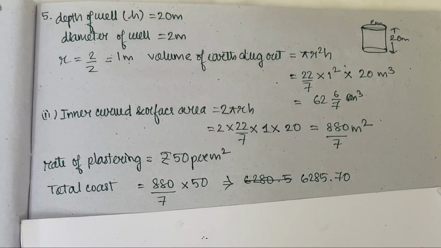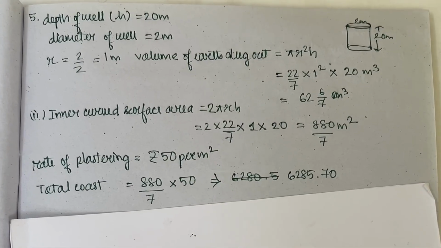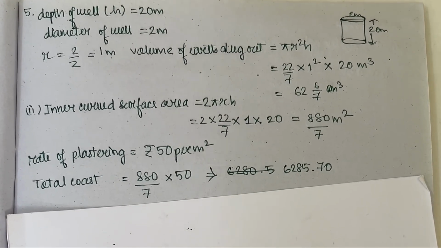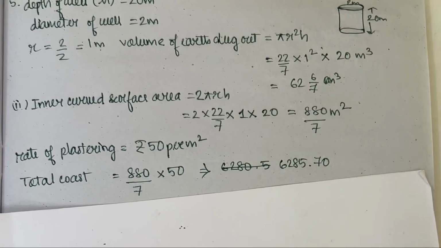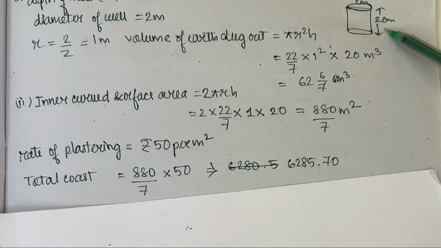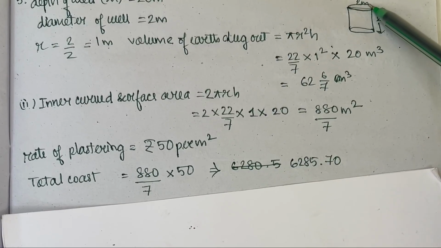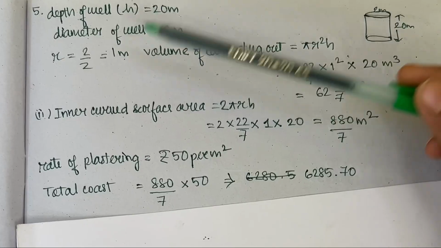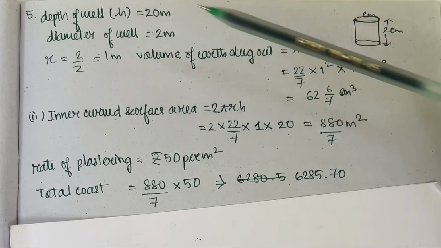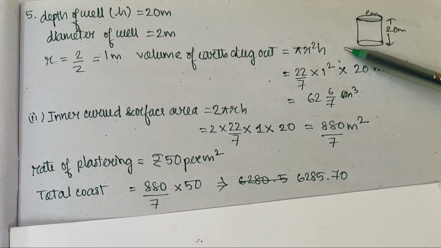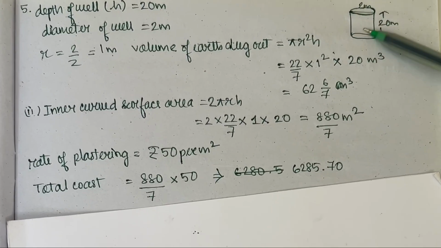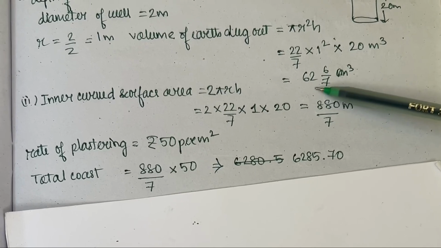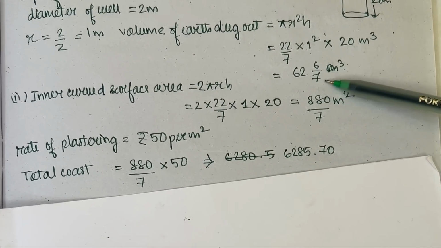For sum number 5, how many cubic meter of soil must be dug out to make a well of 20 meters deep and 2 meters in diameter? So 20 meters deep it should be, and diameter is 2 meters. So from this we know the radius will be 1, dividing by 2. So we know the height and we know the radius. So volume will be pi r square h, because that should be in the shape of the cylinder. So volume after substituting comes to 62 by 6 by 7 centimeter cube.